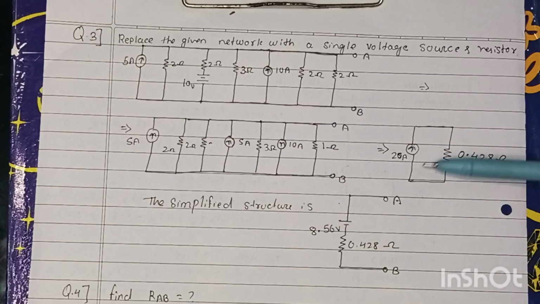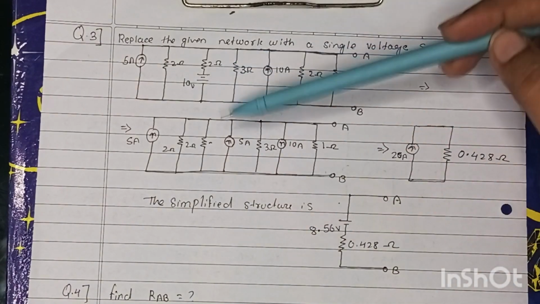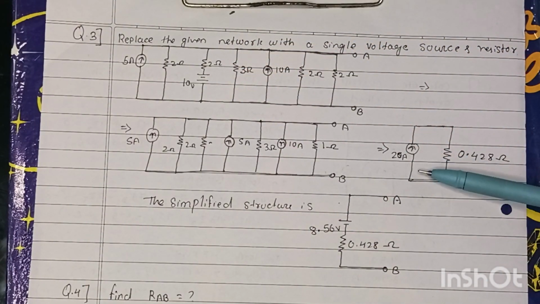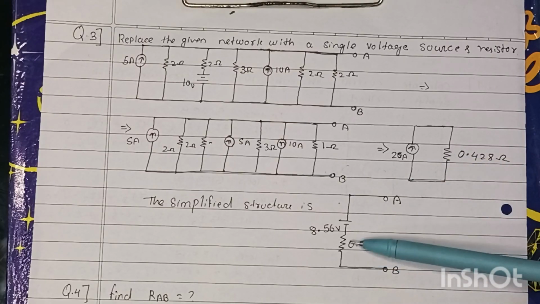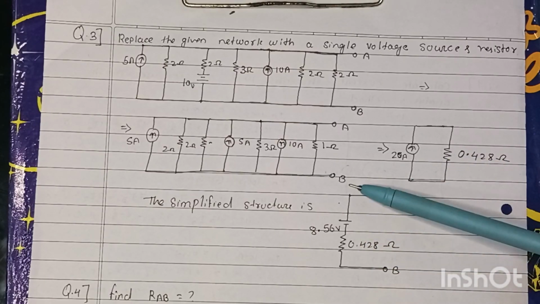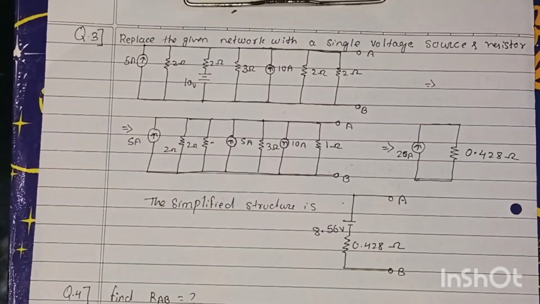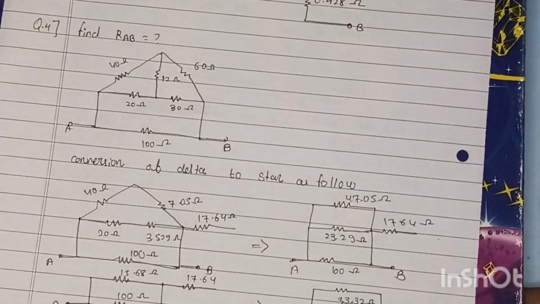Okay, so this is a current source, so you have to again do the same thing for taking it into series. So what I have to do over here, V is equal to I into R. So 20 into 0.428 will give you 8.56, and this is your resistor, and this is the voltage source in series. So I hope you understand this question number 3. So let's move on to question number 4.